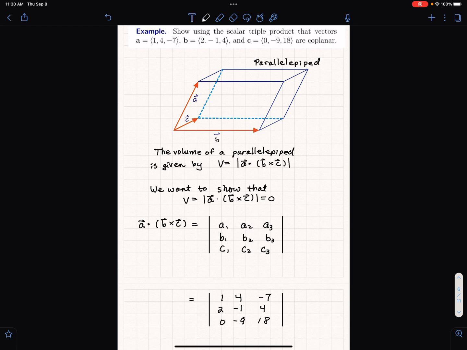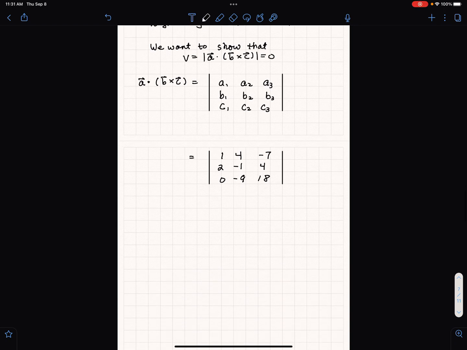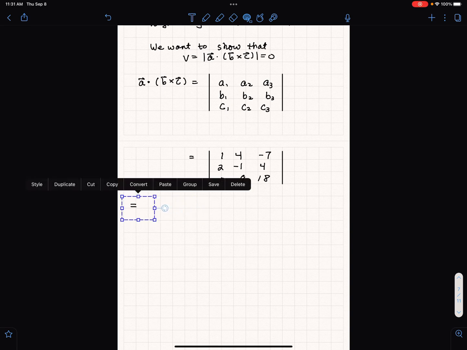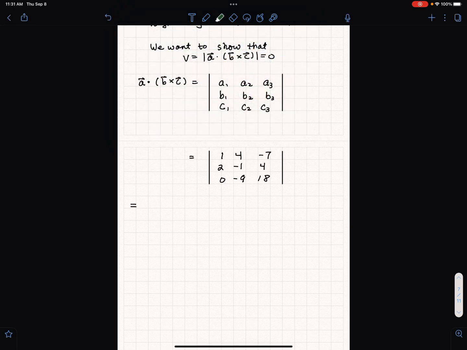But in general, if I just pick three vectors, especially if you use some random number generator, you're not going to get 0. They shouldn't be coplanar. It would be very unlikely that you'd get that if you just pick the numbers randomly. Anyway, let's just check this out. How are we going to find this determinant? We expand across the first row.